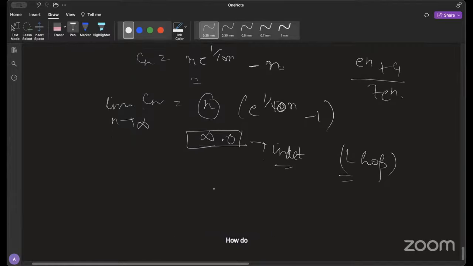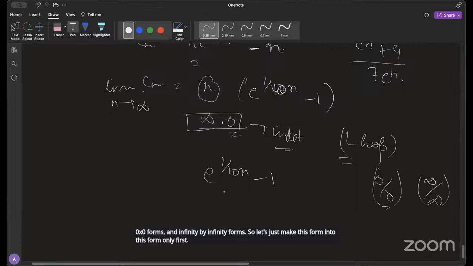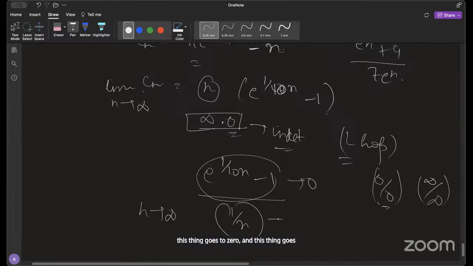How do you use it? It's e to the power 1 by 10n minus 1, and we are familiar with the 0 by 0 forms and infinity by infinity forms. So let's first make this into that form. Instead of n, let's take 1 by n. It's the same thing. Now if n tends to infinity, this thing goes to 0, and this thing goes to 0 too, right?